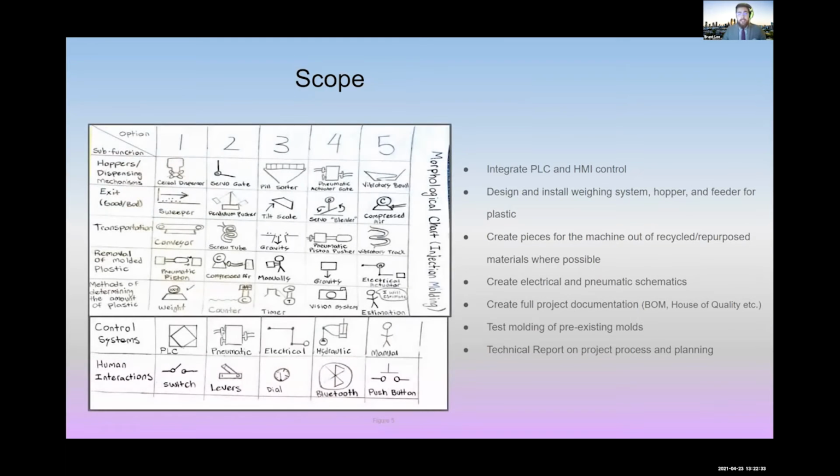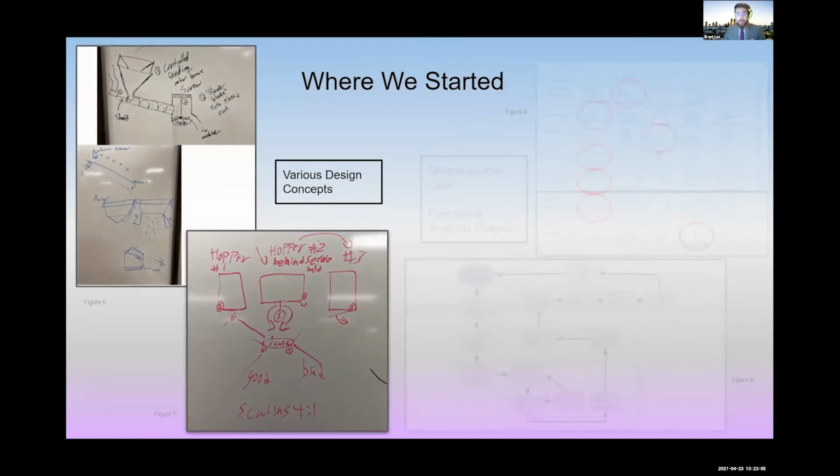The scope for this project entailed creating the injection molding machine with integrated PLC and HMI control, as well as designing and installing a hopper and weighting system for plastic. We also created full project documentation, including things like bill of materials, house of quality, any housekeeping, as well as electrical and pneumatic schematics, and a full technical report on our thought process and how we arrived at our decisions, as well as why those decisions are beneficial and need to be taken. I will now hand it off to Brandon to further explain.